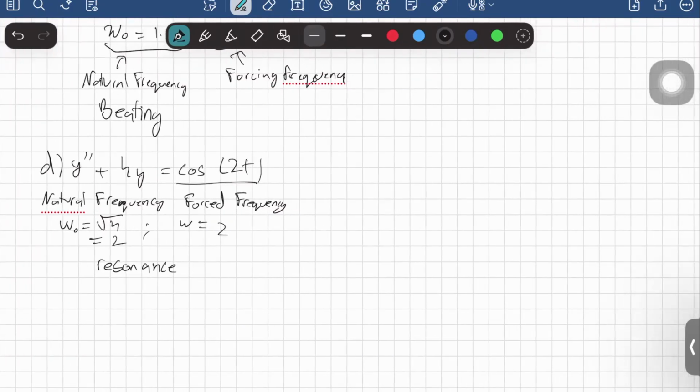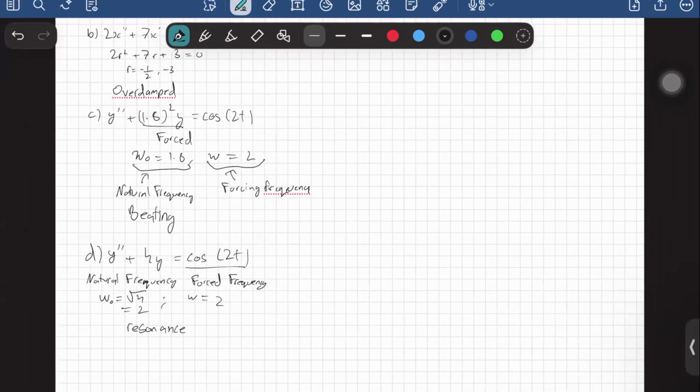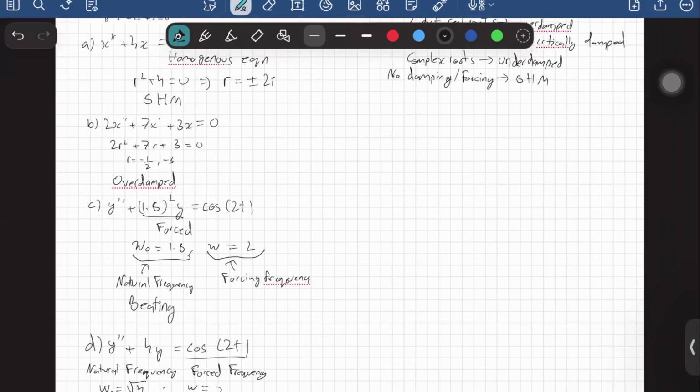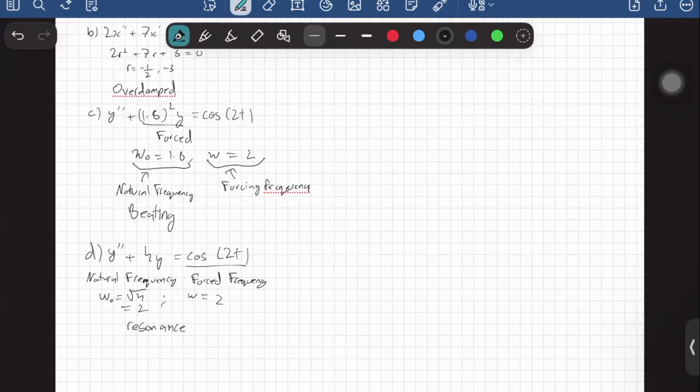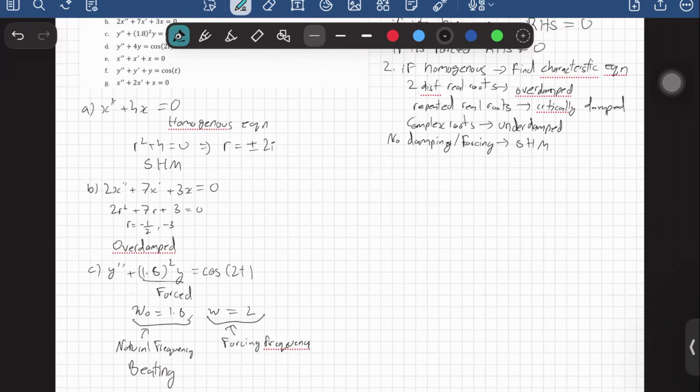I know this is a lot of learning, but I think with a couple more practice questions, you'll just start remembering it. If it's forced and the natural frequency and the forcing frequency are not equal, the equation given to us is a beating. Or if the natural frequency and forced frequency are the same, it's resonance, right? I'm just going to continue from here.